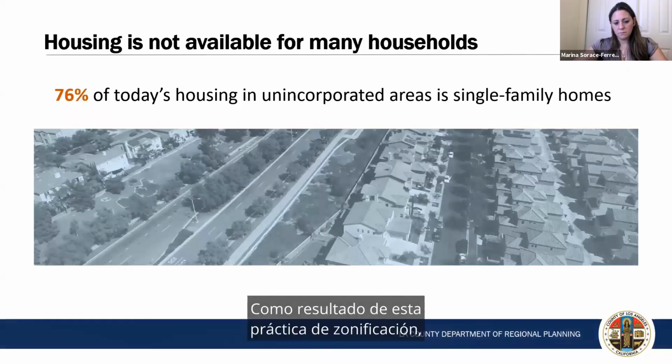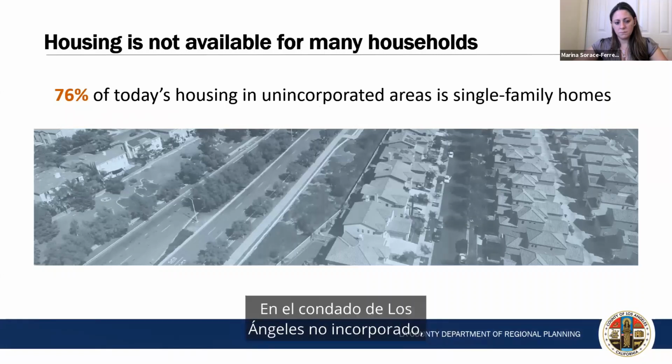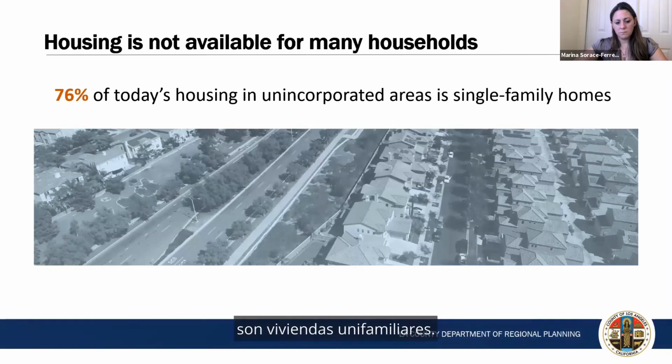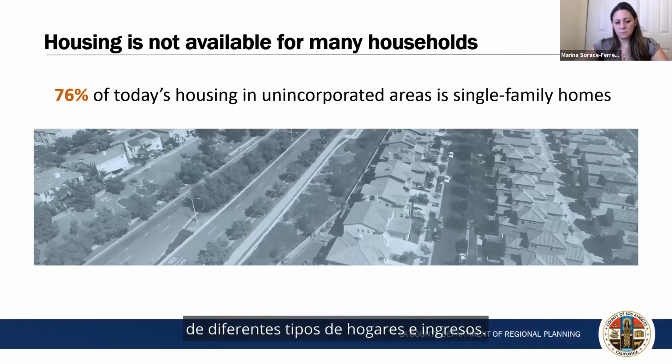As a result of this zoning practice, most of today's housing stock across the county is single-family homes. In unincorporated LA County, about 76% of today's housing stock is single-family homes. Yet our communities need a wide range of housing types, such as duplexes, triplexes, townhouses, and apartments to meet the needs of different household types and incomes.